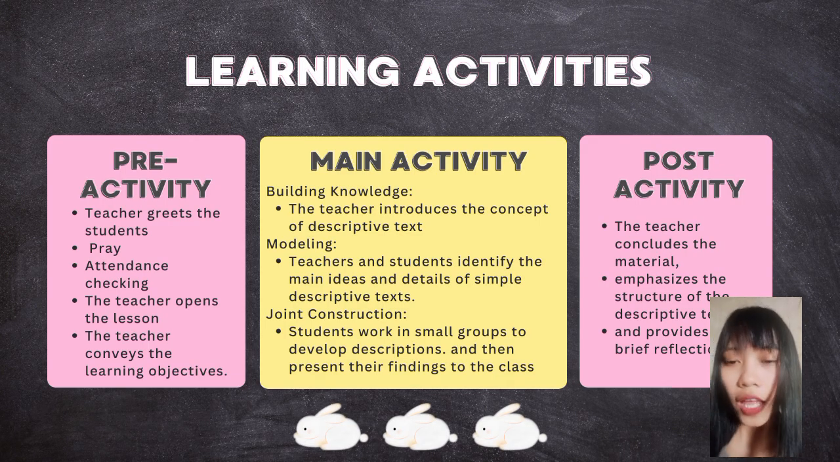And then second is main activity. There are three stages of main activity. First is building knowledge. At this stage, the teacher introduces the concept of descriptive text. The students learn that descriptive texts have two main parts, identification and description. And then the teacher explains why these structures are important and how they help us communicate clearly.